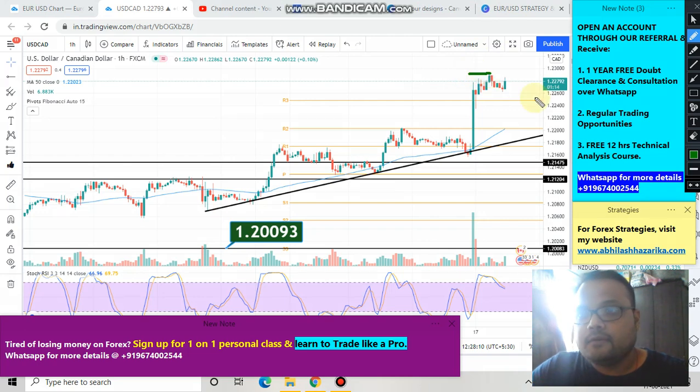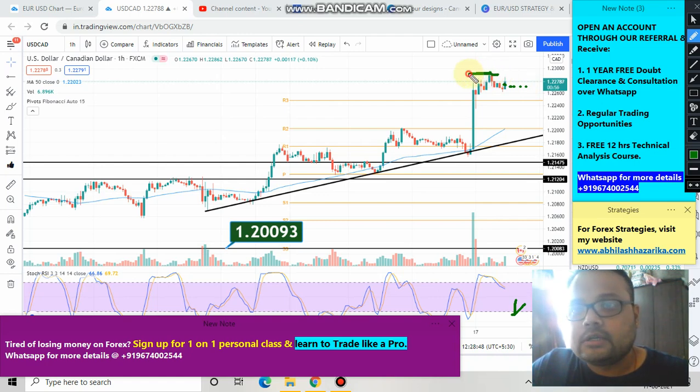Let's assume that stochastic RSI has come down to the oversold zone and it is ready to go up again. But market did not go down, rather market stayed here, market stayed flat. Then we can go for a buy order once market crosses this particular level.